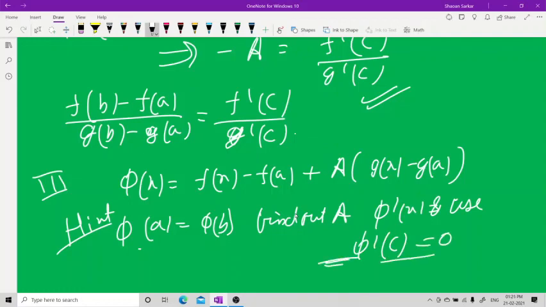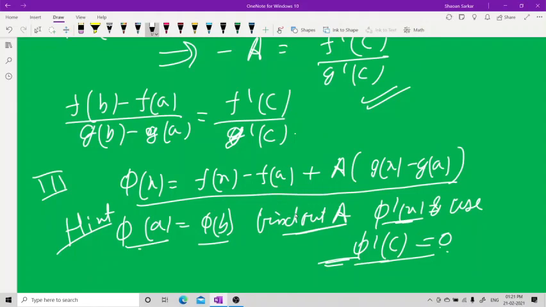एक काम करो, अब ऐसे ऐसे लो फंक्शन को, ऐसे लेके phi a इक्वल phi b करो, उससे a निकाल लो, अब phi dash x निकालो, उसको phi dash c करके 0 निकाल के उससे 1 निकालो.